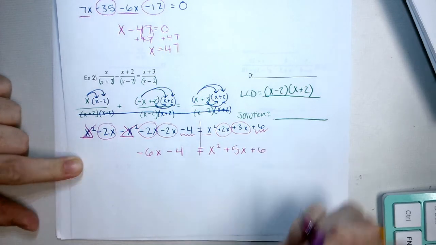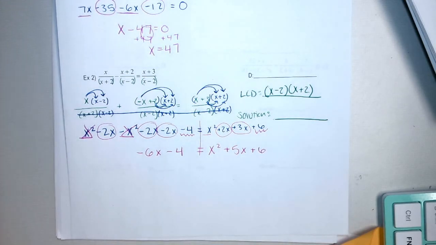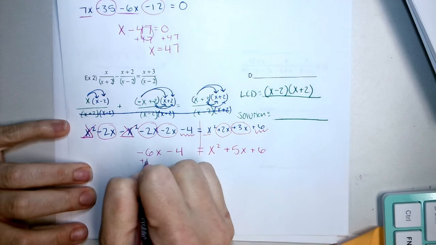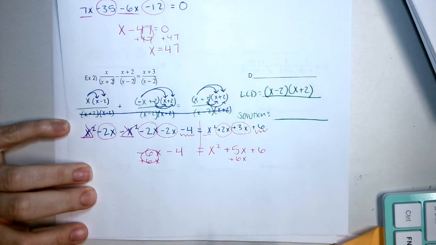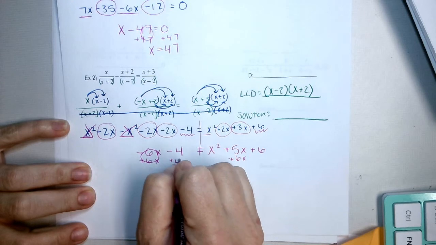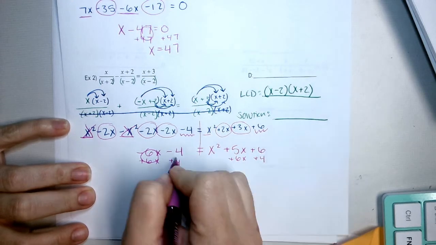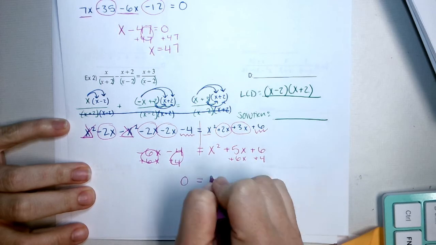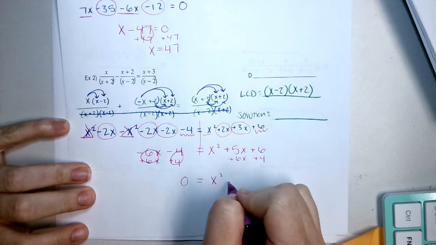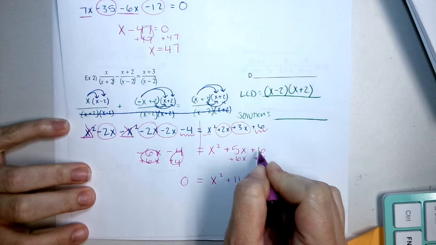But because we still have a squared, we need to get it equal to 0 so we can factor. So I'm going to add 6x to both sides. That zeroes out. And then I'm going to add 4 to both sides. That zeroes out. And I get 0 equals x squared plus 11x plus 10.